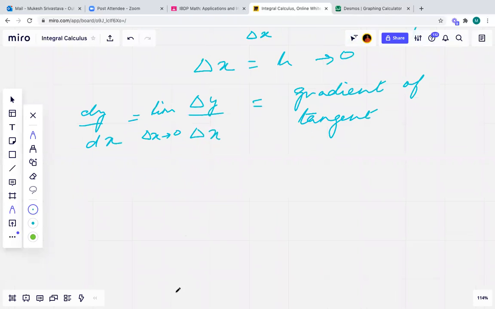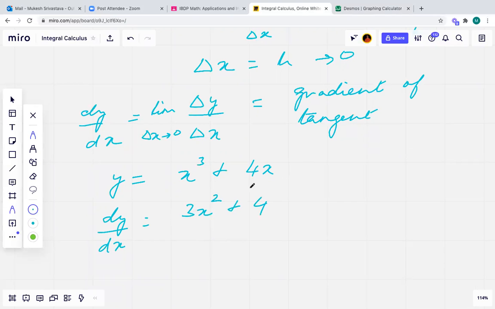If I say y equal to x raised to 3 plus 4x, now dy by dx is, I will just write it down, you can assume it's God given, 3x square plus 4. Now, when x is 0, y is also 0. Correct? Yes, sir, of course.